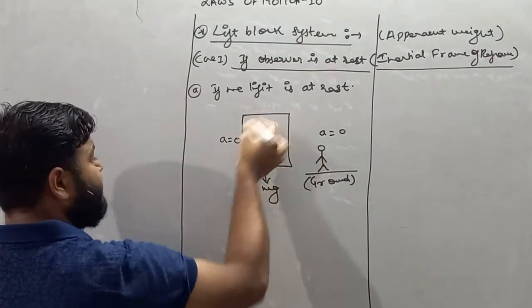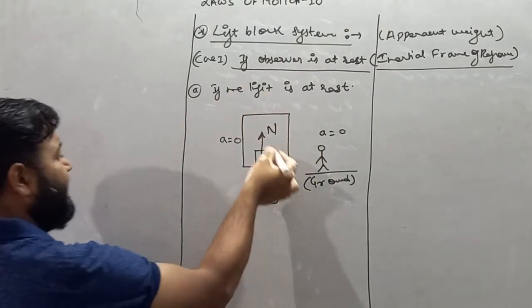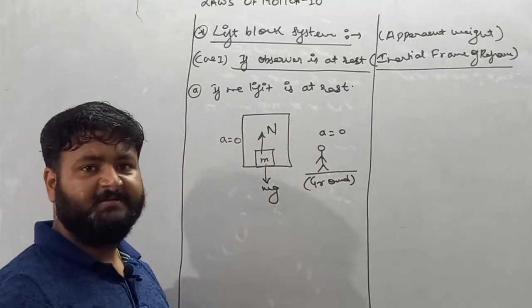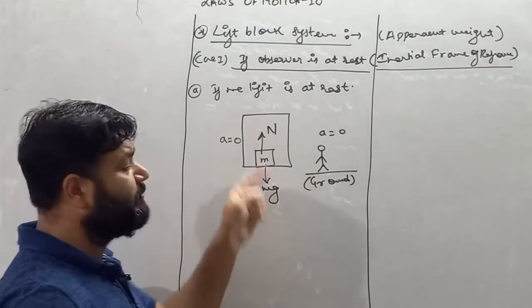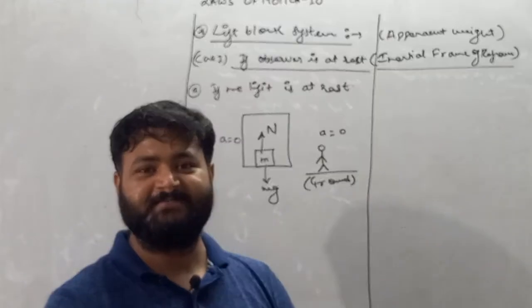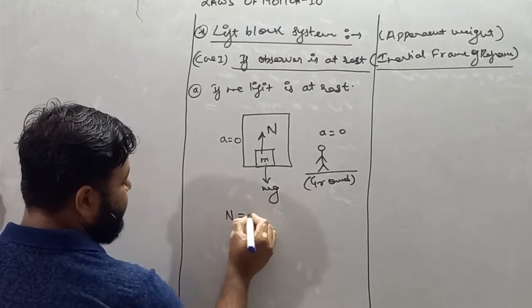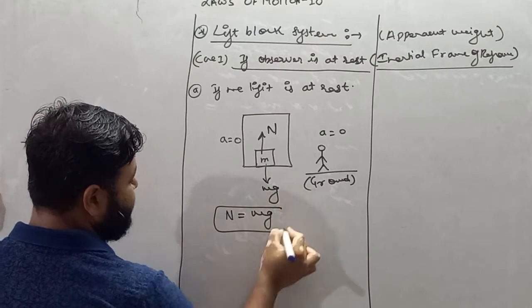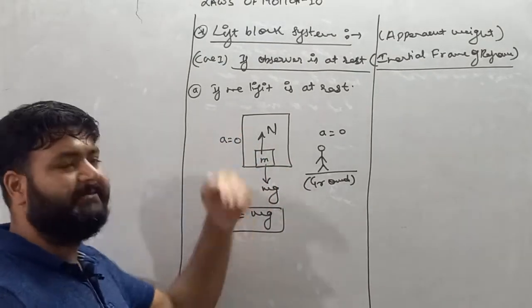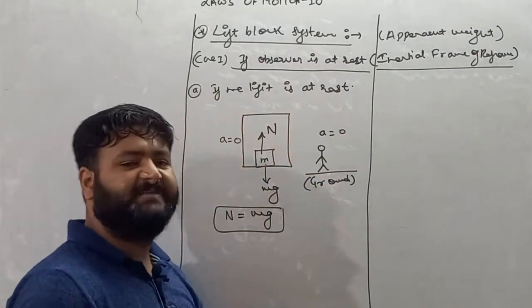So if the observer says the lift is at rest, then the observer says the block is also at rest. If the block is at rest, then we know that this condition is nothing but the condition of equilibrium, in which opposite forces are equal. So we can write N equals mg, simple, because this condition is of equilibrium, and in equilibrium opposite forces must be equal. So this is all about case first, if the lift is at rest.